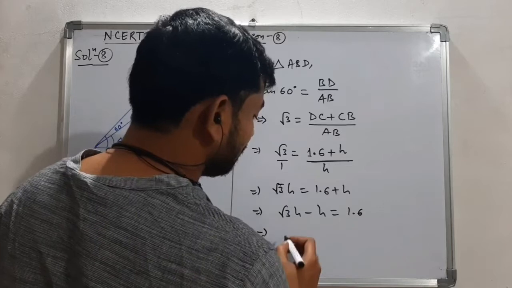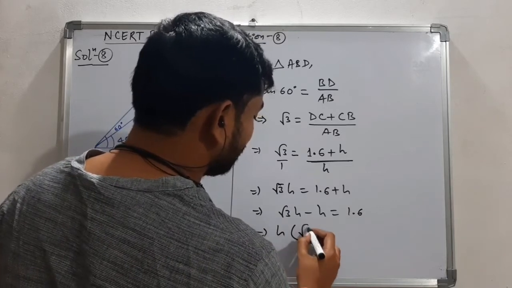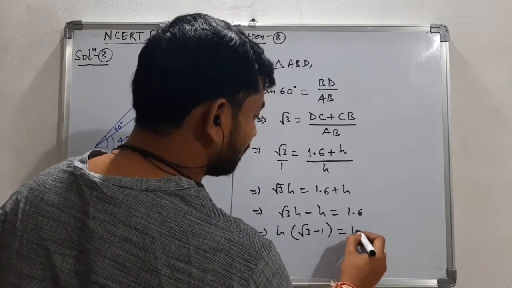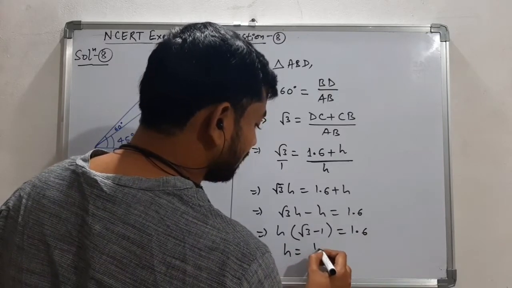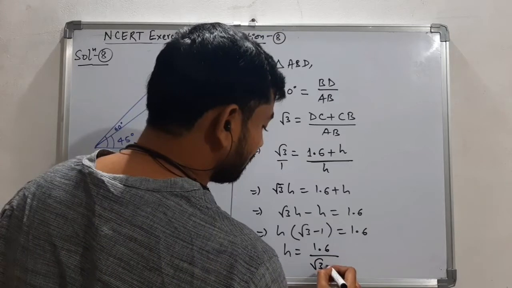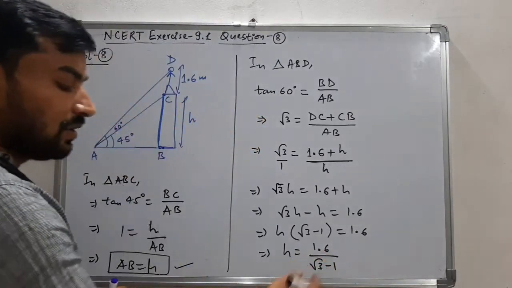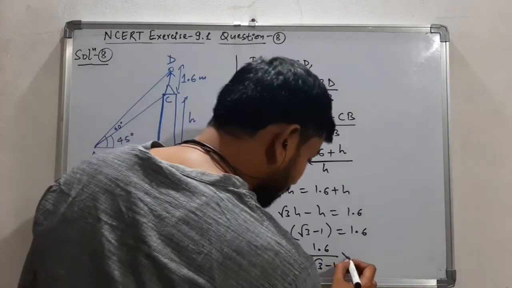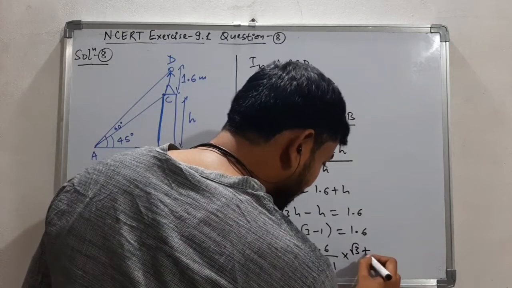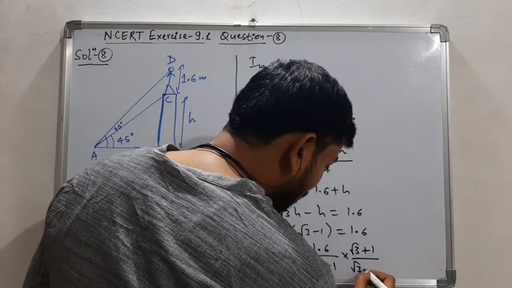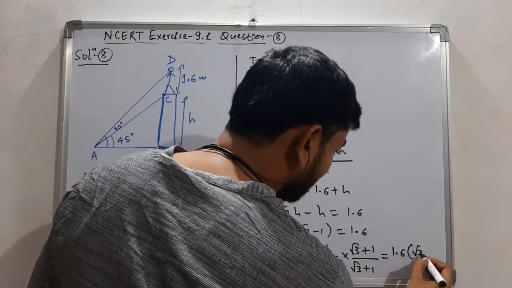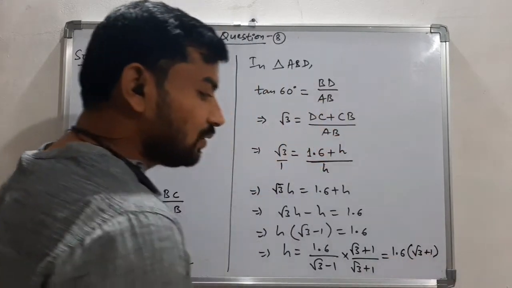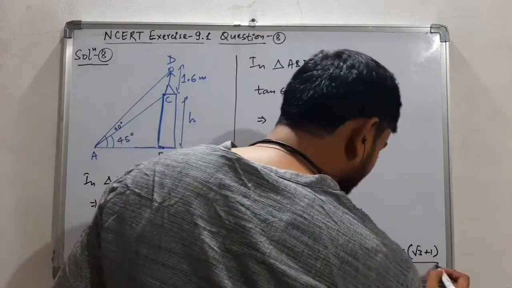So from here we are getting H common, H times root 3 minus 1 is equal to 1.6, and if we want to calculate the value of H, it will be 1.6 with root 3 minus 1 in the denominator. Now this has to be rationalized, so we will multiply by its conjugate, that is root 3 plus 1, and here the value comes as 1.6 into root 3 plus 1 upon this.